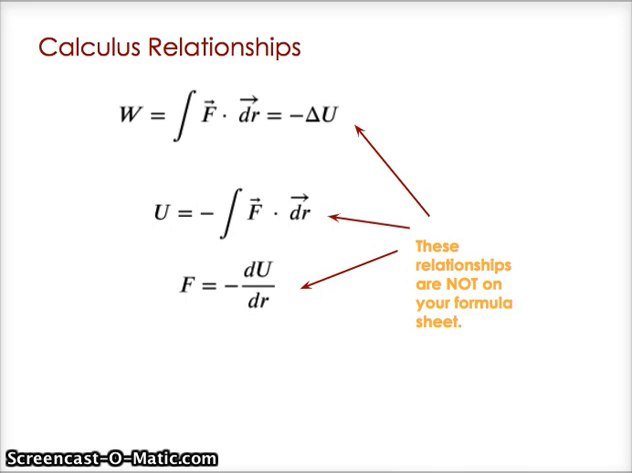The key connection is understanding that the work being done by a conservative force is equal to the opposite, or the negative, of delta U, the change in potential energy. And so we can define a potential energy function by integrating, or we can define a force function by taking the derivative of the potential energy. Please note that these particular relationships are not on your formula sheet, so as you work through the practice, try to do the questions without looking back at your notes.